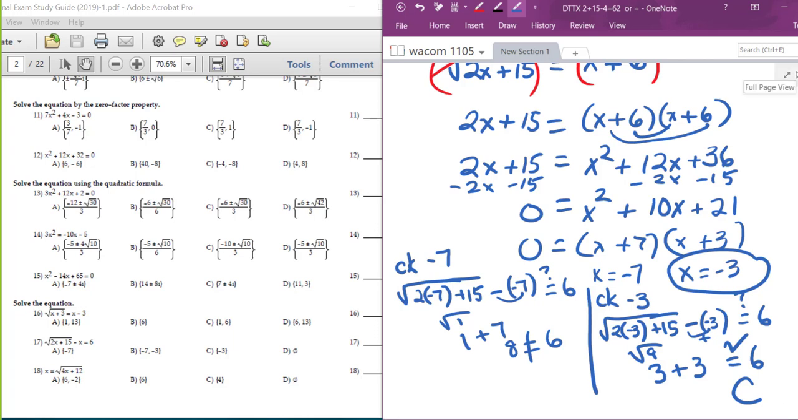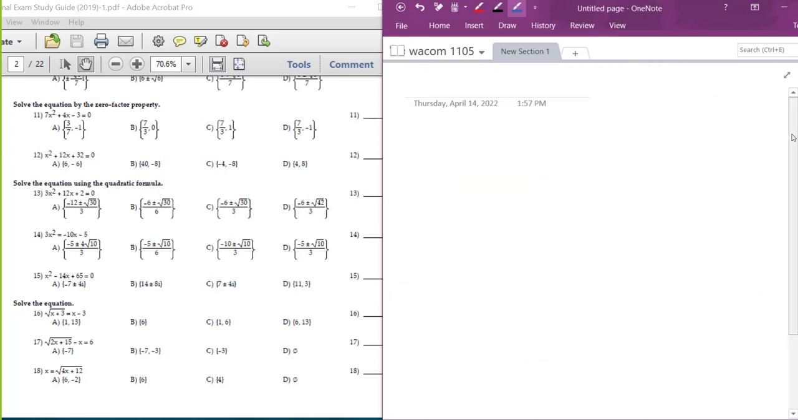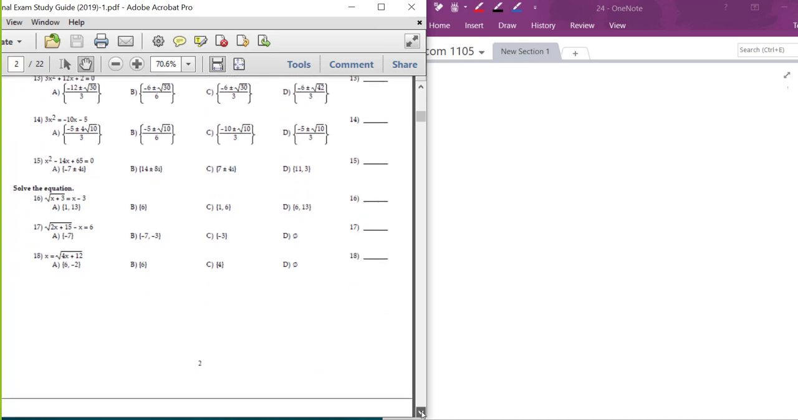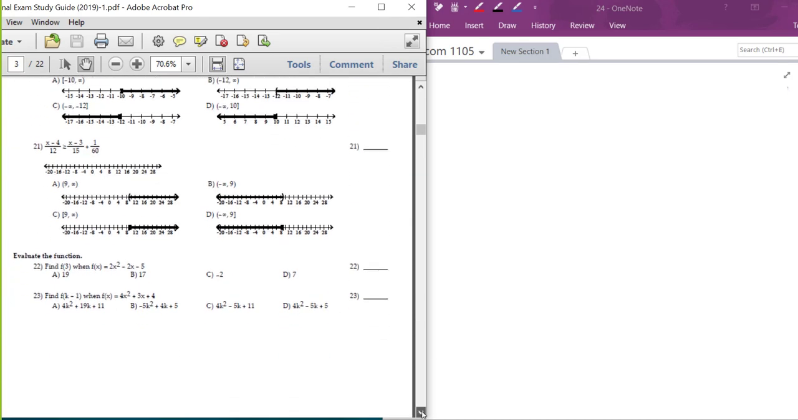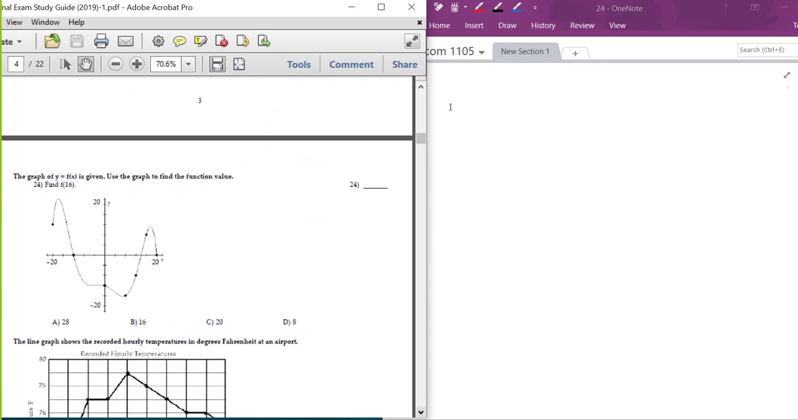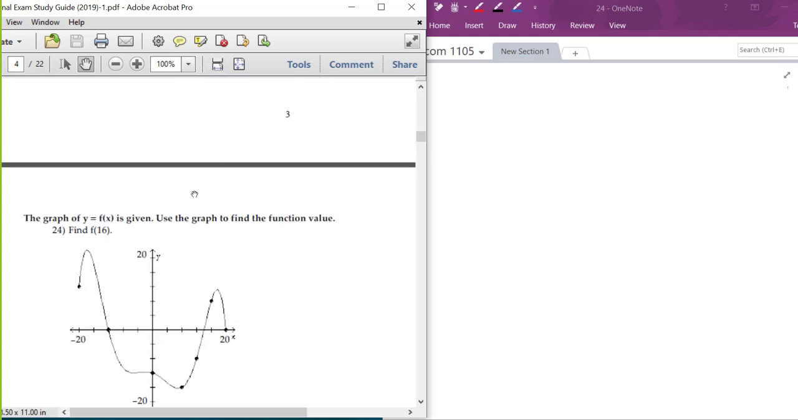All right, next one I picked. I went to problem 24. And we'll leave this picture. And I don't know if I can make that bigger without making a mess. Okay, that's a little better.